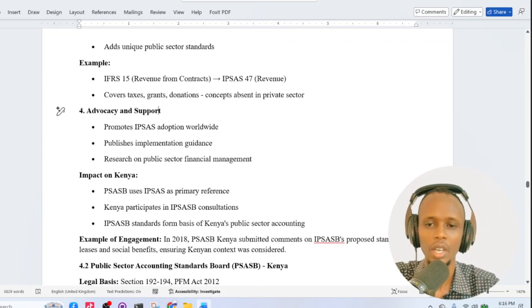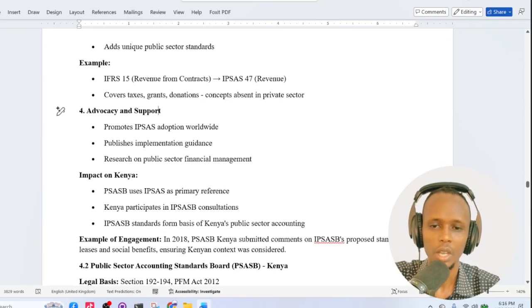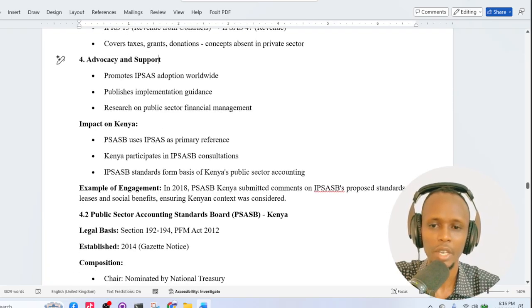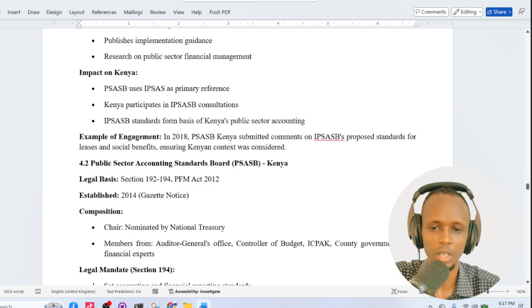Advocacy and support: it promotes IPSAS adoption worldwide, publishes implementation guidelines, and also RPGs, research on public sector financial management. Impact on Kenya: PSASB uses IPSAS as a primary reference. Kenya participates in IPSASB consultation.